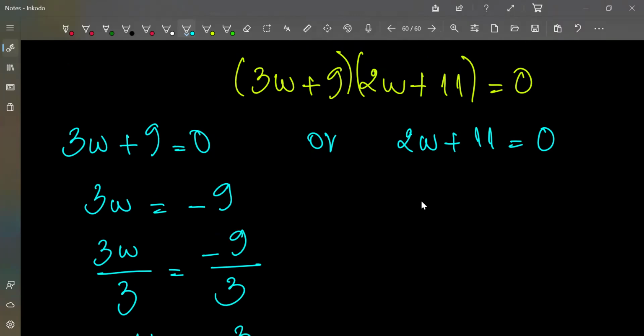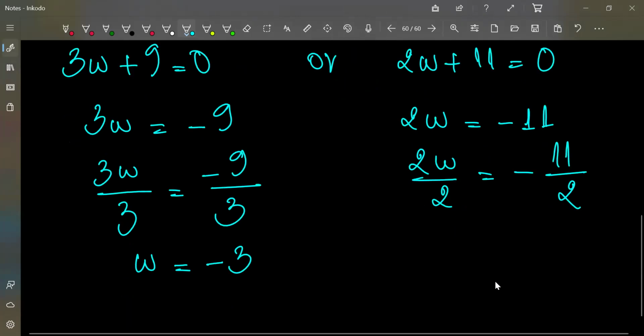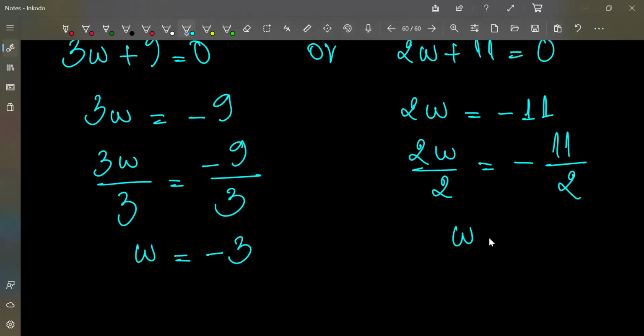So for this equation, we get 2w equals negative 11 because we transpose positive 11 to the right side and then change the sign of this term. So now let's divide both sides by 2. We get 2w over 2 equals negative 11 over 2. So the final answer is w equals negative 11 over 2.